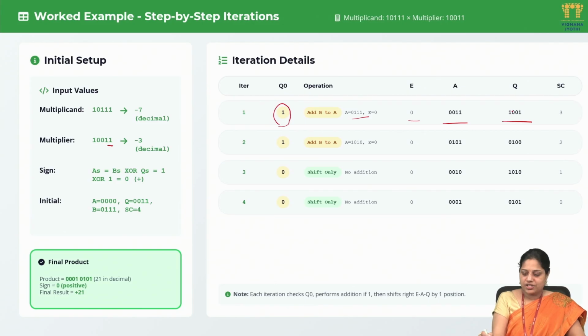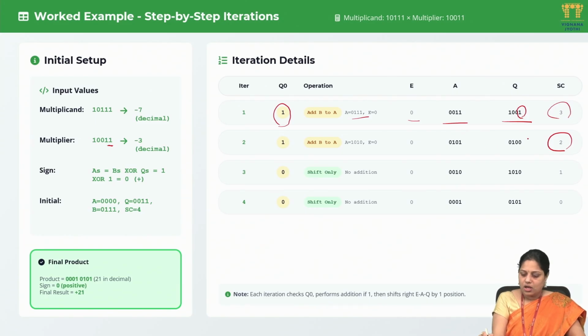After performing the right shift operation, I decrement the sequence counter by 1. Initially the sequence counter is 4, and now it becomes 3. Now again I'm going to check the value of Q0. Again here the value of Q0 is 1, so I'm going to repeat the same process, that is addition of B to A, and next I'm going to perform the right shift operation on EAQ. After that I decrement the sequence counter by 1, so now the sequence counter becomes 2.